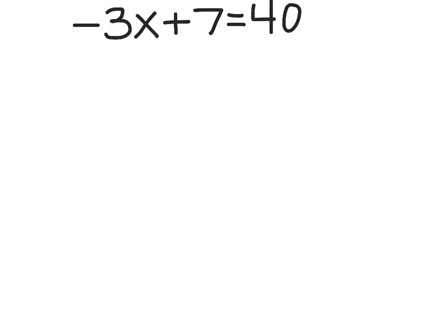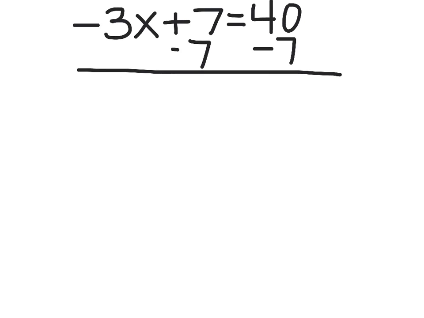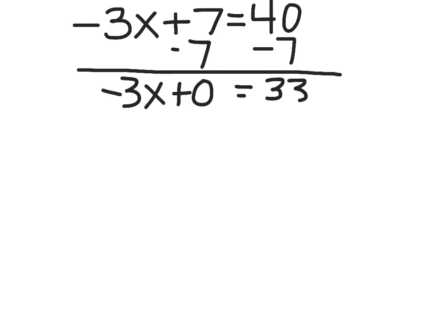You also may encounter negative numbers. We solve these problems just like we would solve the other ones. So start off, I have plus 7, opposite of plus, minus. I do that on both sides. I'm left with negative 3x, 7 minus 7, 0, equals 33. I don't need this plus 0, so I'll get rid of that. Now I have negative 3x equals 33.